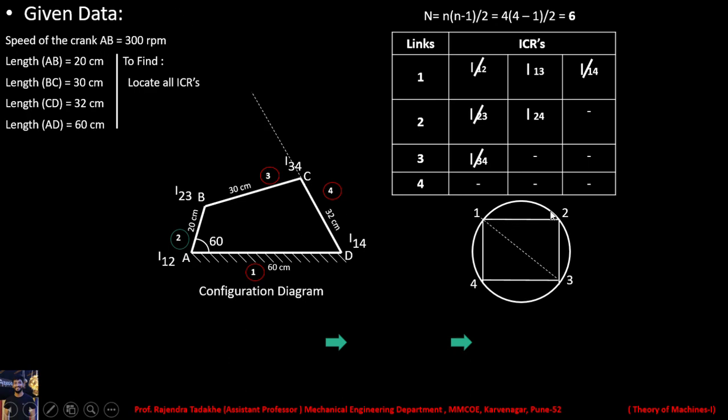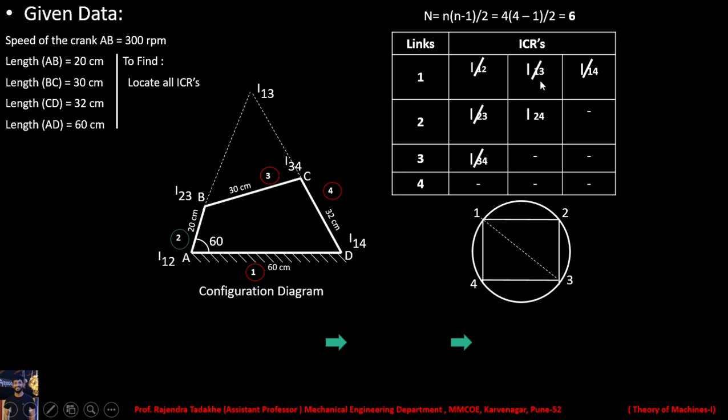Now next one is 1, 2 and 2, 3. Where is 1, 2 and 2, 3? Yes, here we are having 1, 2 and here we are having 2, 3. So similarly to 1, 4 and 3, 4, draw the line passing through I12 and I23. Both the lines are intersecting at this point. This point of intersection is nothing but the instantaneous center, which is neither fixed nor permanent in nature. So this is I13. So we have located I13.